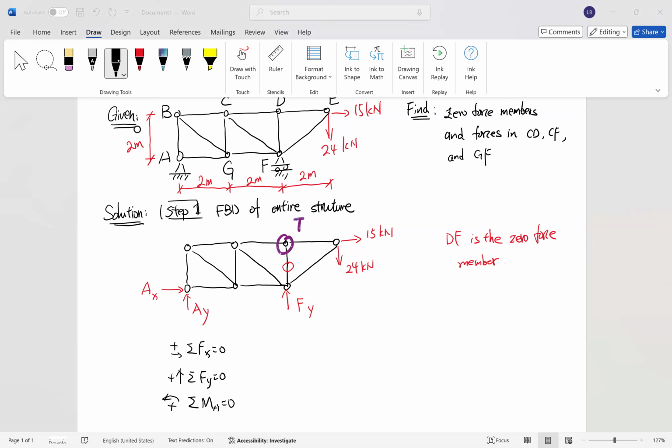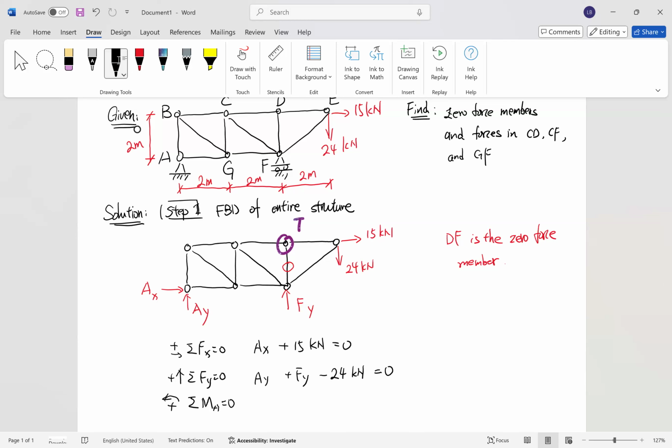Okay, so for summation of forces along the x direction, we have positive AX, positive 15 kilonewton here, right? And for the y direction, we have AY, FY, and 24 kilonewton. Since the 24 kilonewton is going downward, it is negative. And then the moment here.